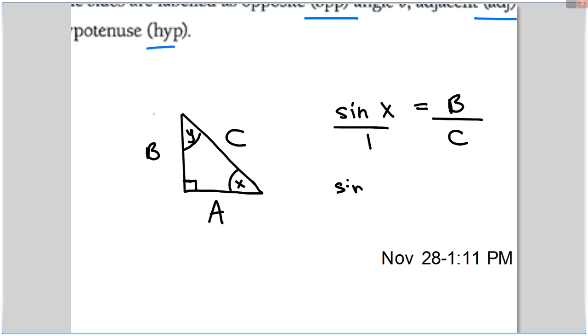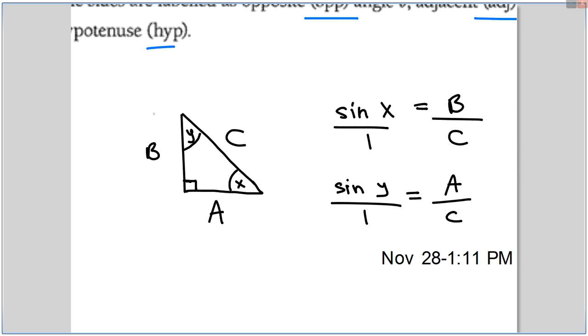Now what about sine y? What would sine y be? Good. Some of you are quite quick at this, which is good to see. Straight across from the y is A. The hypotenuse stays the same. So sine y would be A over C. What do they have in common? C. Hypotenuse won't change. But if you change the angle inside your triangle, the opposite would change.